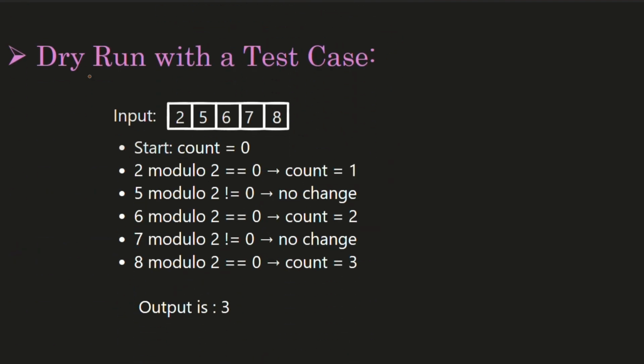Let's dry run with a test case. Input 2, 5, 6, 7, 8. Start. Count equals 0. 2 modulo 2 equals 0. So, count equals 1. 5 modulo 2 not equals 0. So, no change. 6 modulo 2 equals 0. So, count equals 2. 7 modulo 2 not equals 0. So, no change. 8 modulo 2 equals 0. So, count equals 3. Output is 3.